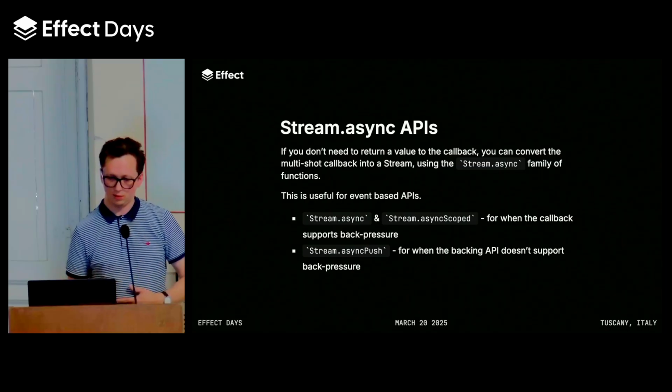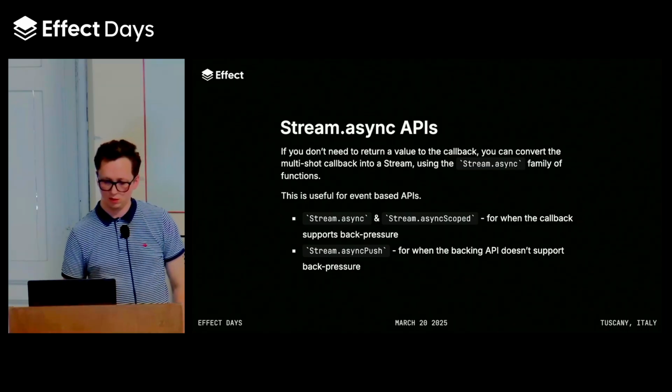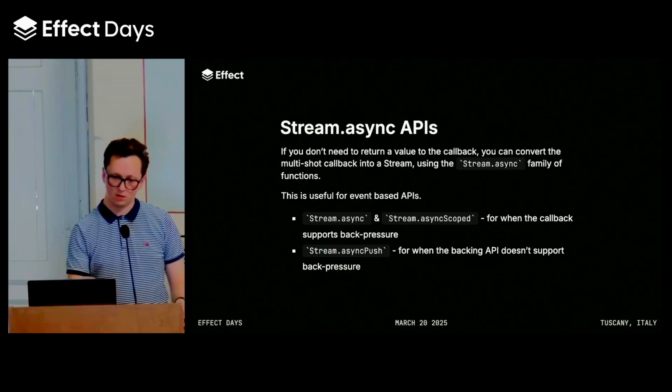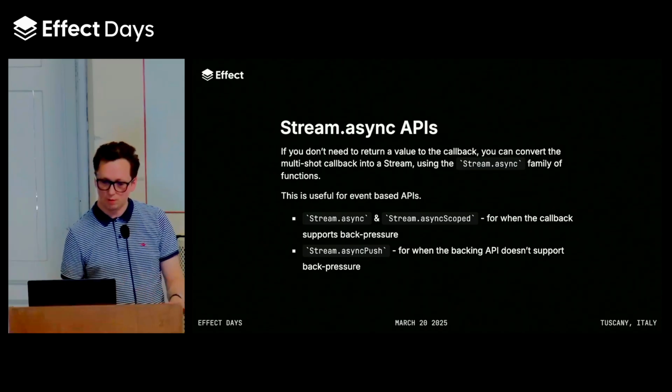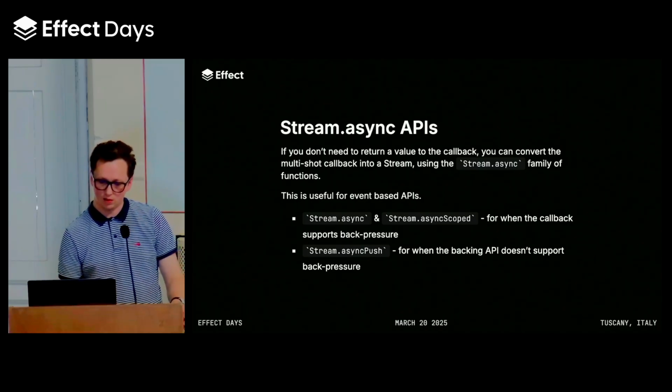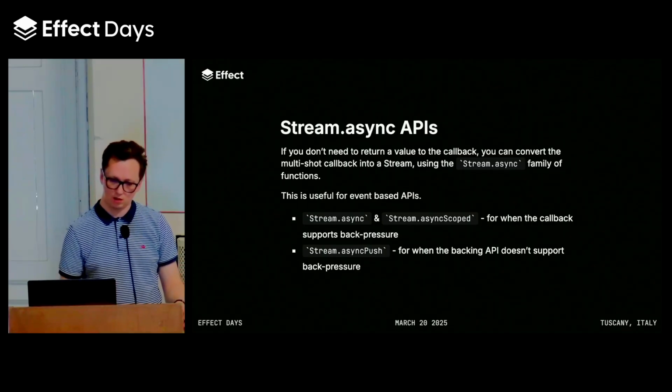And then there's this other API called stream.async push. And this is when the backing API doesn't support back pressure in any way. Event listeners don't support back pressure. So this is designed for those cases. And generally async push is what I turn to most of the time. But if your source does support back pressure, then you can pull back to stream.async.